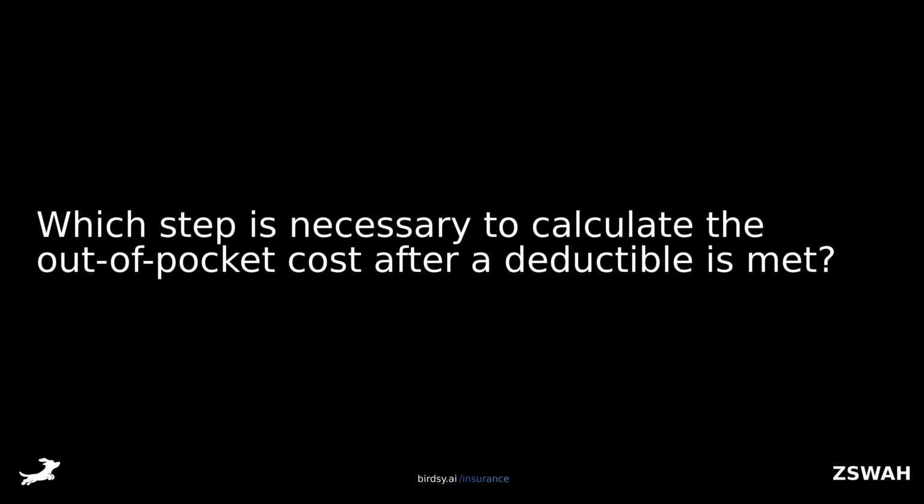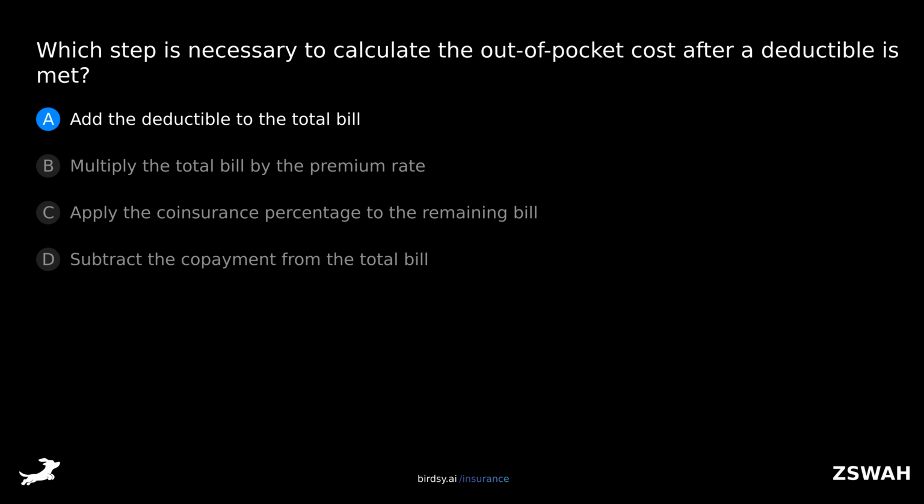Which step is necessary to calculate the out-of-pocket cost after a deductible is met? Is it A, add the deductible to the total bill, B, multiply the total bill by the premium rate, C, apply the coinsurance percentage to the remaining bill, or D, subtract the copayment from the total bill? The answer is C. Apply the coinsurance percentage to the remaining bill.